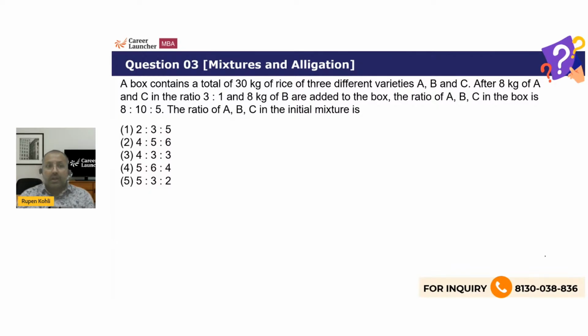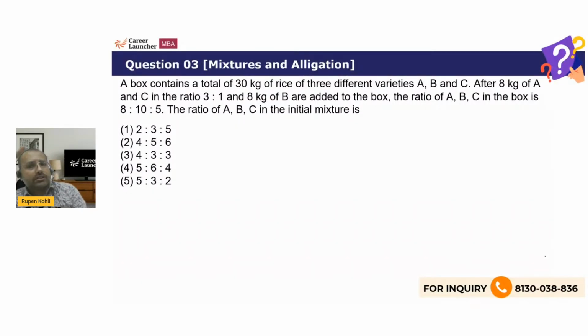Okay, so a box contains a total of 30 kg of rice of three different varieties A, B, and C. After 8 kg of A and C in the ratio 3 is to 1 and 8 kg of B are added to the box, the ratio of A, B, and C in the box is 8 is to 10 is to 5. And we are asked to find the initial ratio of A, B, C in the mixture.